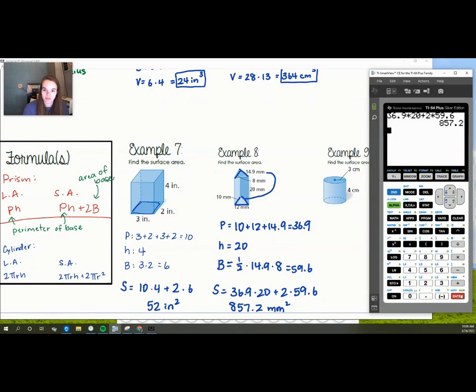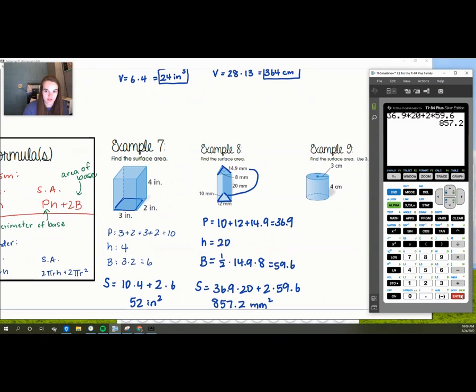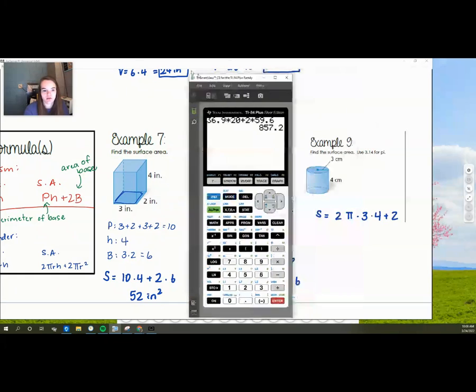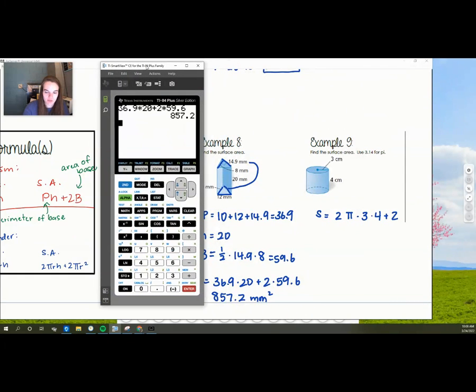Okay. Last, we're going to find the surface area of the cylinder, and we are going to use 3.14. So the surface area is 2 pi times radius times height plus 2 times pi times 3 squared. And I'm literally going to type that in.